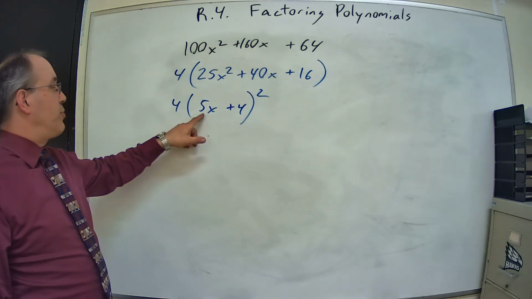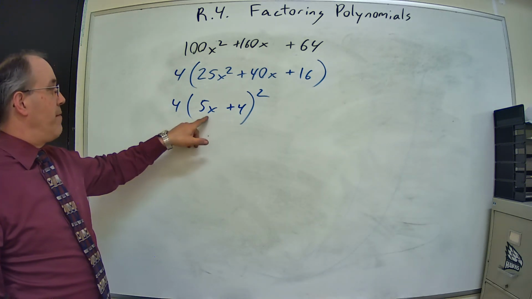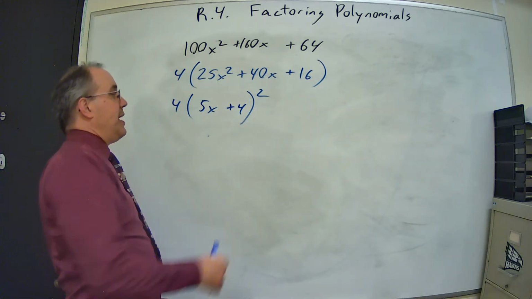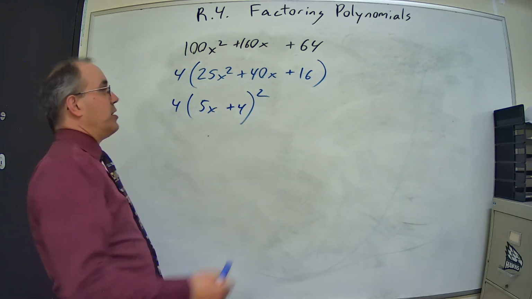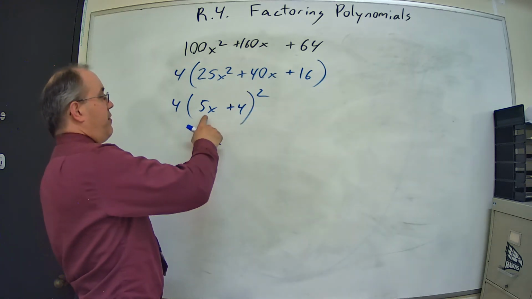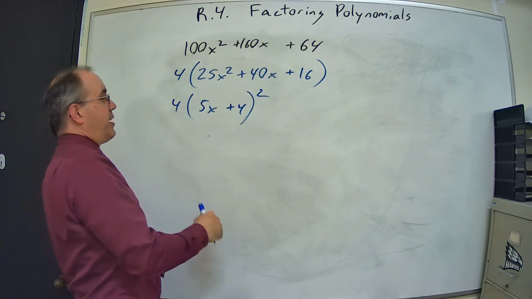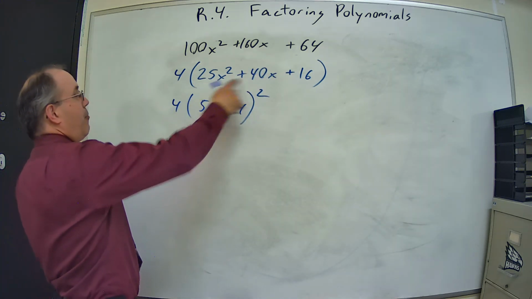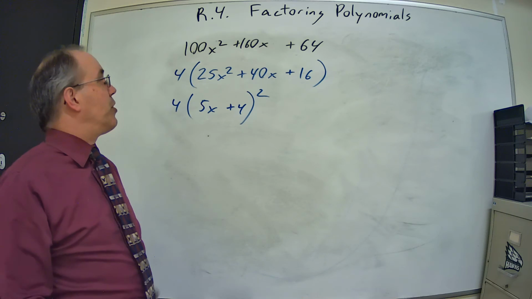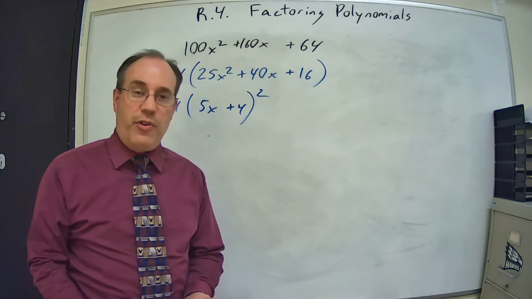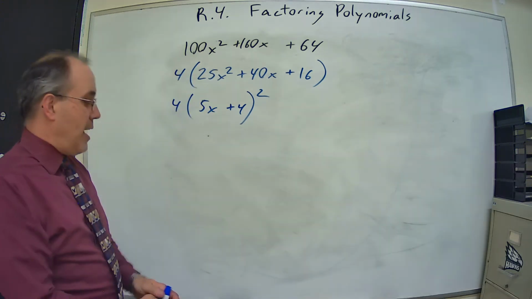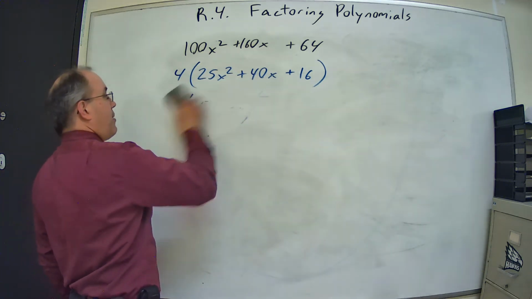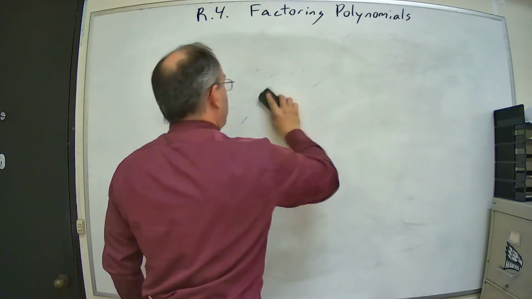Well, let's see how this works. 5x times 4, should say, is 20x. Plus 20x is 40x. 5x times 5x is 25x squared. 4 times 4 is 16. Multiply that by 4 and you get 100x squared plus 160x plus 64. So recognizing those special products can save you a lot of time, especially when you have something like this.